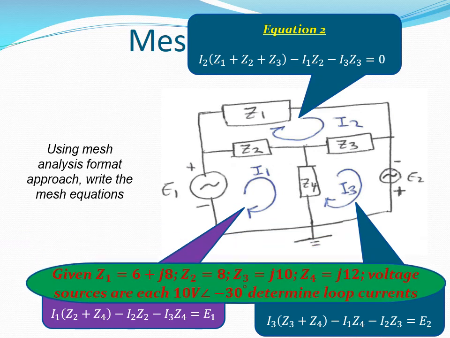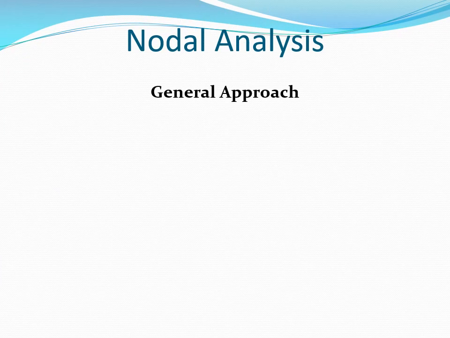Suppose we are given values for Z1, Z2, Z3, Z4 and the voltage sources as shown. Determine the loop currents as an exercise. Let's go into the nodal analysis.